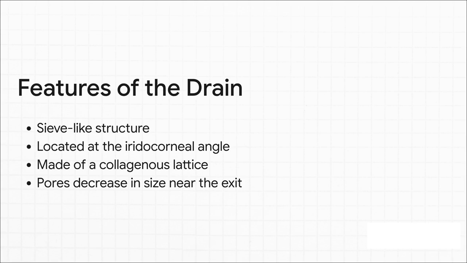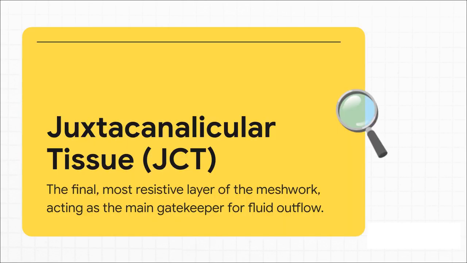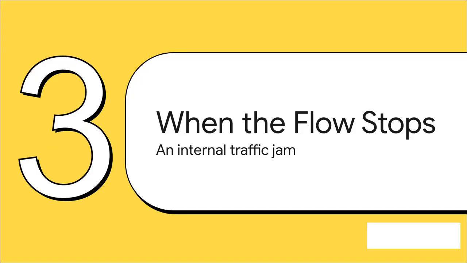This intricate design is what controls the rate of drainage with incredible precision. But the most crucial part of this whole filter is the final layer. It's called the juxtacanalicular tissue, or JCT. This is the bottleneck. This is the spot that provides most of the resistance to the fluid trying to get out. In a healthy eye, this resistance is perfectly tuned, which makes the JCT the ultimate gatekeeper for the pressure inside the entire eye. So, we've seen the faucet, we've seen the drain, everything is in perfect harmony.